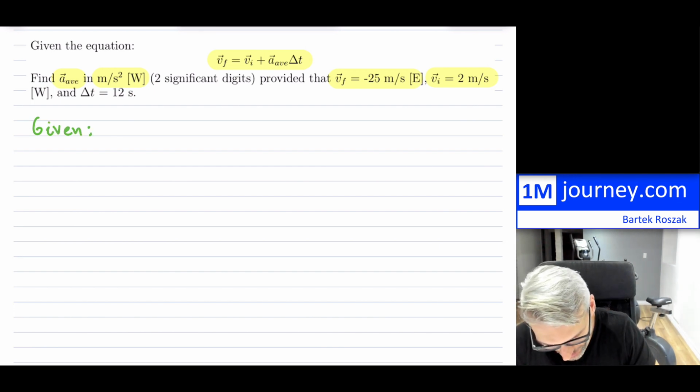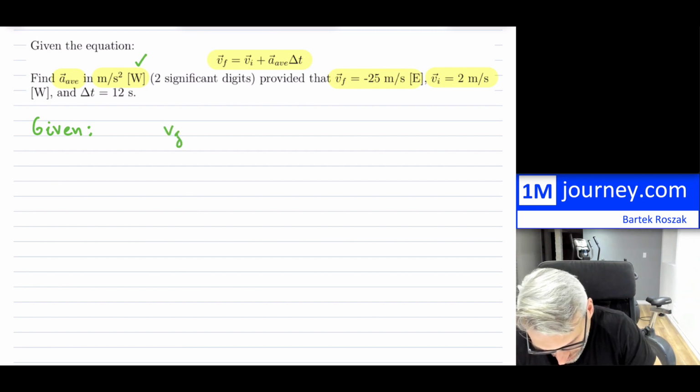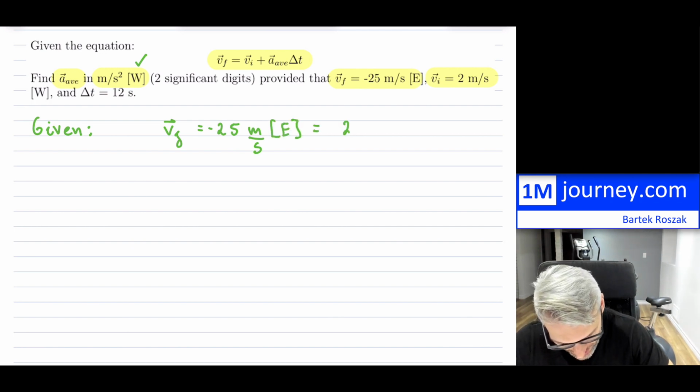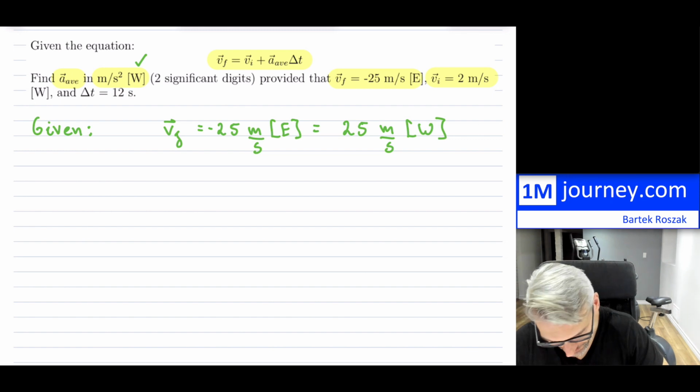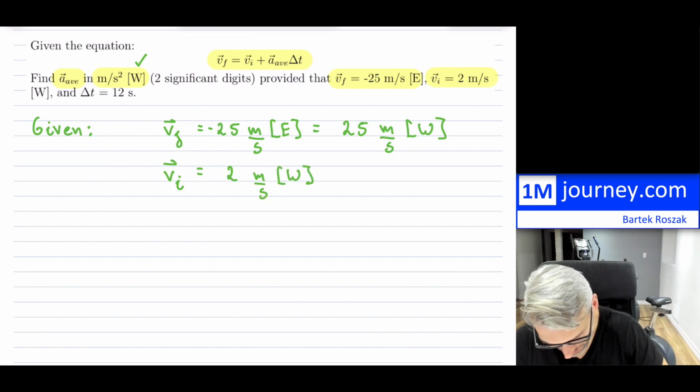As you're writing it down, notice we want this west, so I'm going to change all of these to west. So v final is equal to negative 25 meters per second. That's what I have there. East, so if I want this as west, well, that's just going to be positive now. And that's what I want. So now it's west. V initial is equal to 2, in meters per second. This is already west, so that's great. And then finally your delta t, which is equal to 12 seconds.